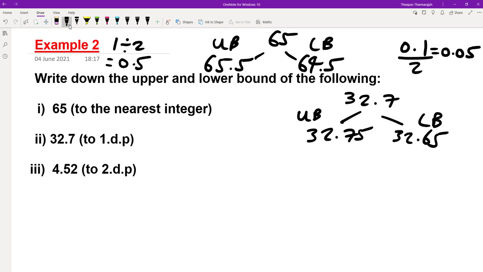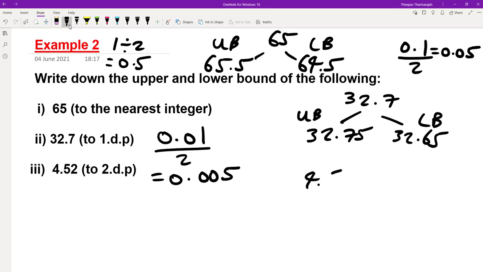And then for the last one, we're going to do two decimal places, so 0.01 divided by 2, which is going to be 0.005. So we can do 4.52 plus 0.005, which is 4.525, and then 4.52 minus 0.005, which is 4.515.